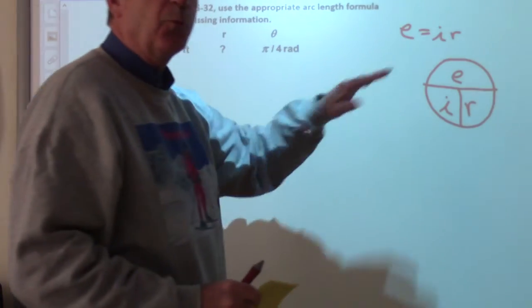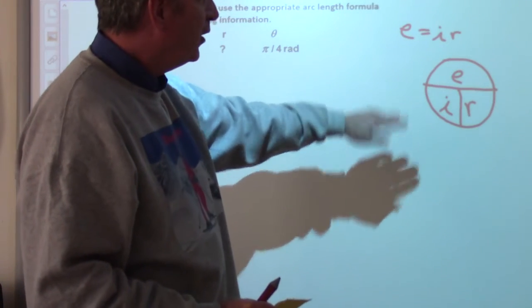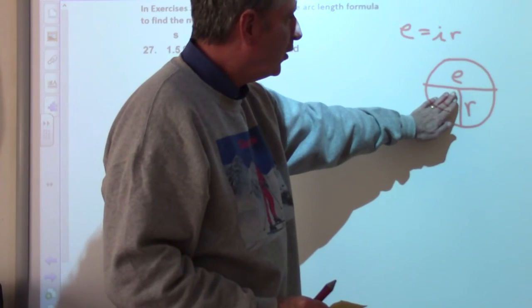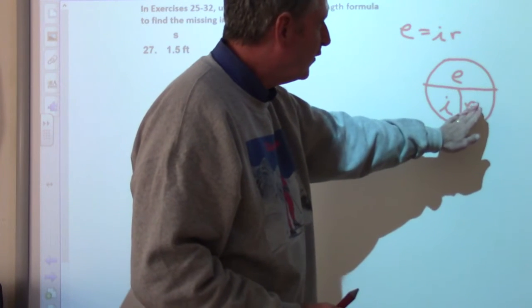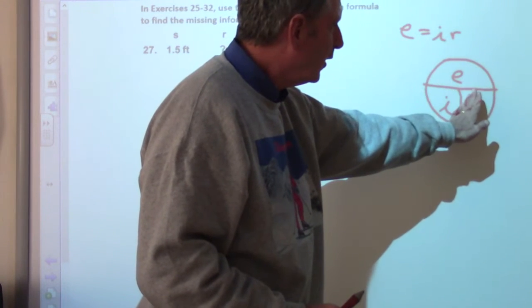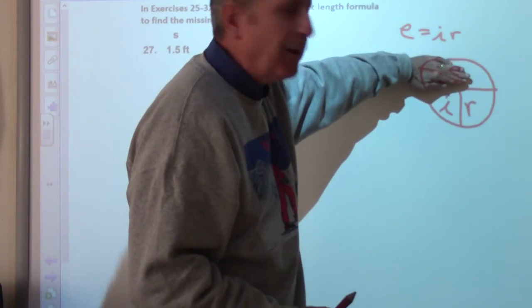Whatever you're trying to solve for, if you want to solve for current, then you just cover the current, and you'll get E divided by R. If you want to solve for your resistance, then you take E divided by I. If you want to solve for your voltage, you take I times R.